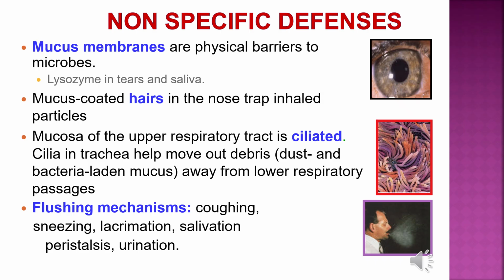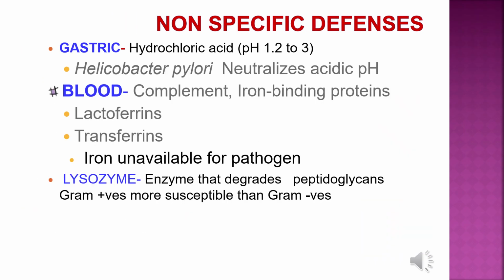Then gastric hydrochloric acid neutralizes microorganisms. Helicobacter pylori neutralizes the acidic pH, and that is why H. pylori grows in the stomach. Blood complements and iron-binding proteins like lactoferrin and transferrin all inhibit growth of microorganisms. Lysozyme is an enzyme that degrades peptidoglycans, so gram positive bacteria are more susceptible than gram negative bacteria.